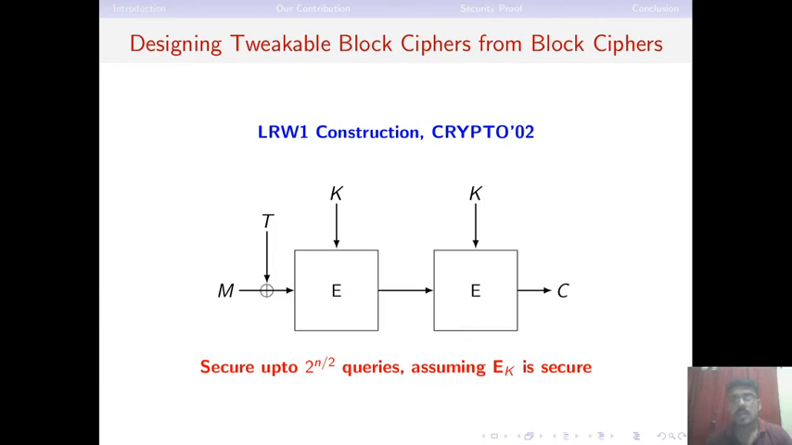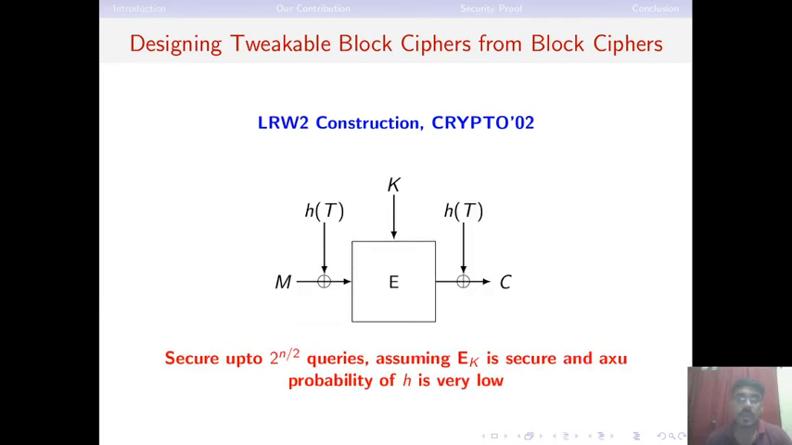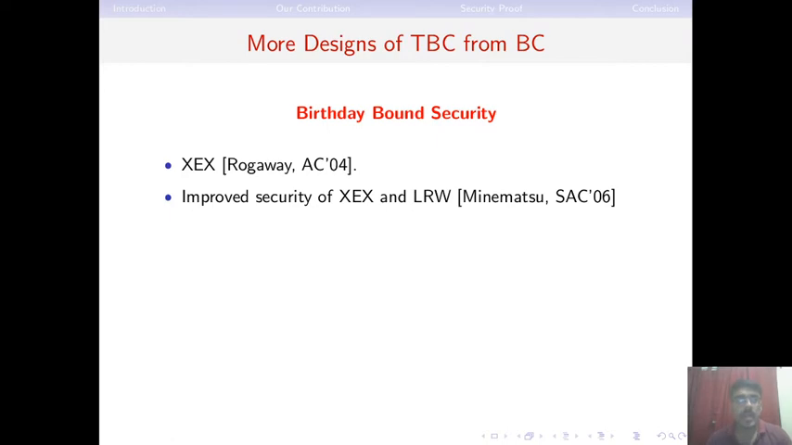In order to mitigate the double block cipher call in the LRW1 construction, they also proposed another construction which they call the LRW2 construction, in which the tweak is processed through some function which we call a hash function, and the output of the hash function is masked with the message M to provide the input of the block cipher E, and then the output of the block cipher is masked again with the hash output of T to generate the ciphertext C. Again, this construction was shown to be secure up to 2^(n/2) queries, but here the assumption is that E is a secure block cipher. At the same time, the hash function H should be an almost universal hash function.